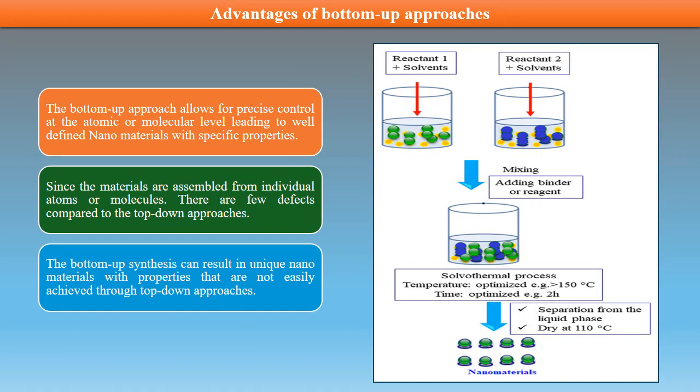There are many advantages of bottom-up approaches. The bottom-up approach allows for precise control at the atomic or molecular level, leading to well-defined nanomaterials with specific properties. Since the materials are assembled from individual atoms or molecules, there are few defects compared to the top-down approaches. The bottom-up synthesis can result in unique nanomaterials with properties that are not easily achieved through top-down approaches.